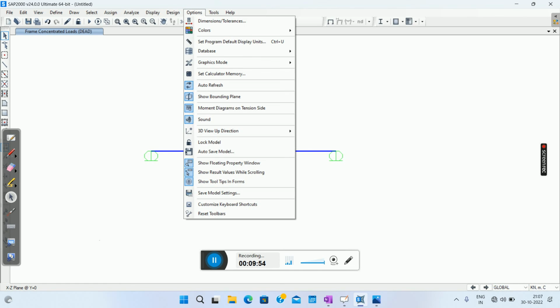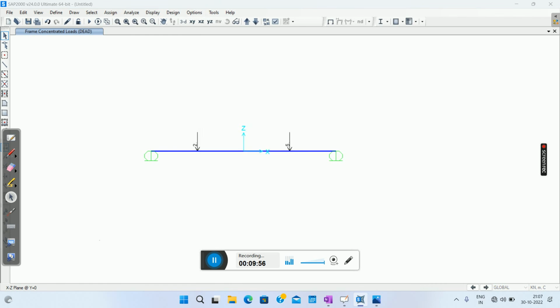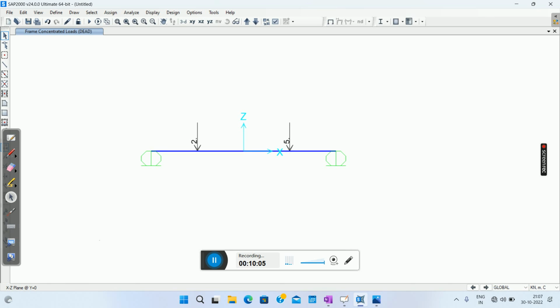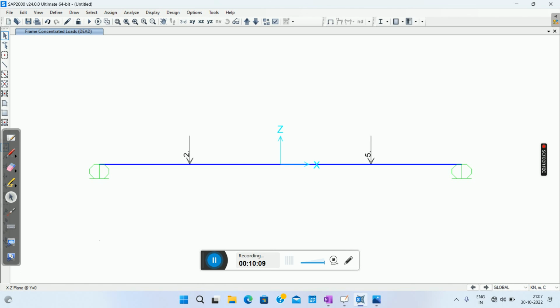You can see the 2 point loads. Go to options, dimension tolerance, maximum graphic font size. You can make it 12. Now it is clearly visible. One is 2 kilonewton, another one is 5 kilonewton.